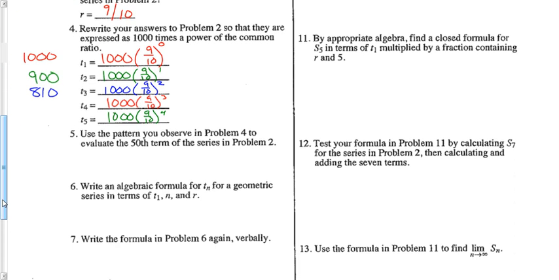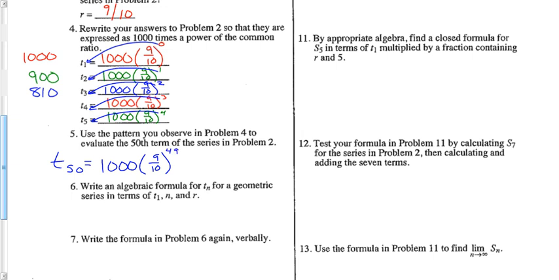Let's see. Okay, number 5, use that pattern to evaluate the 50th term. So for the 50th term, it's going to be 1,000 times 9 over 10, but what power am I going to raise it to? Well, let's look back at these terms that I've already done. In T1, the exponent was 0, but I was on term number 1. In T2, the exponent was 1, but I was on term number 2. In T3, the exponent was 2, but I was on term number 3. Exponent 3, term 4, exponent 4, term 5, which means all I'm really doing is taking whichever term I'm on, which I'm on the 50th term, and I'm subtracting 1 to get this exponent.